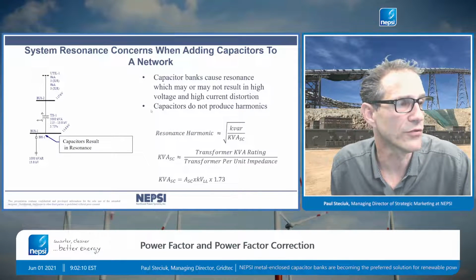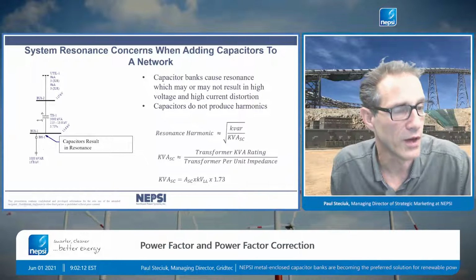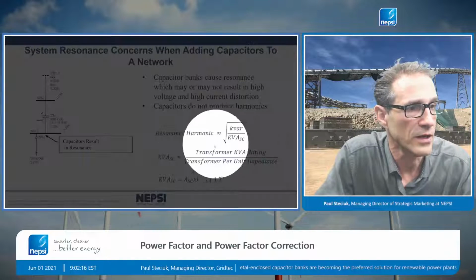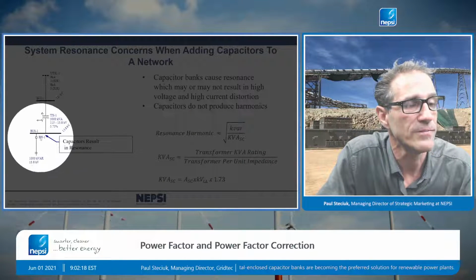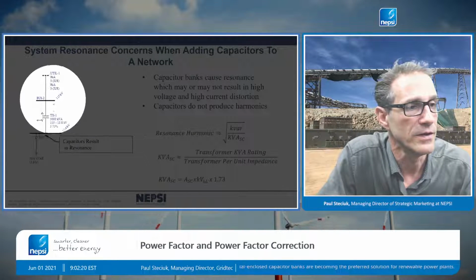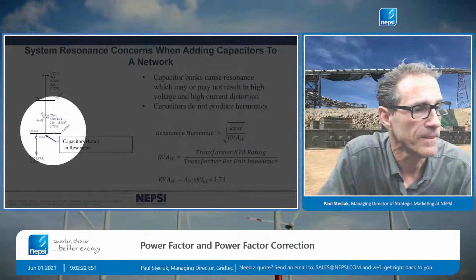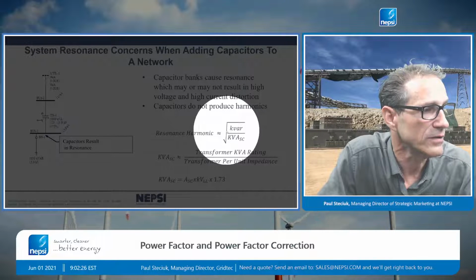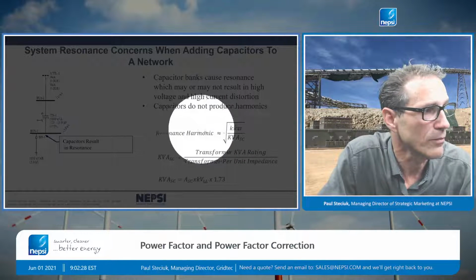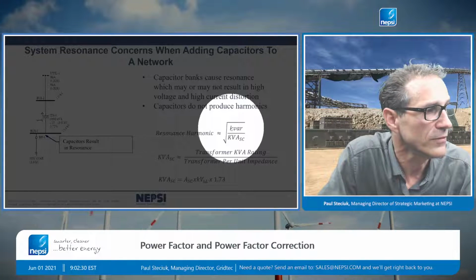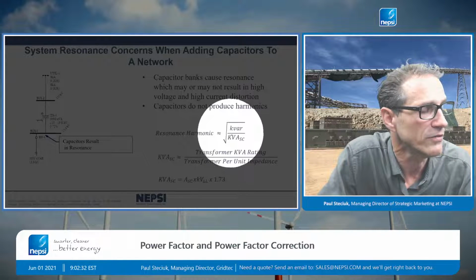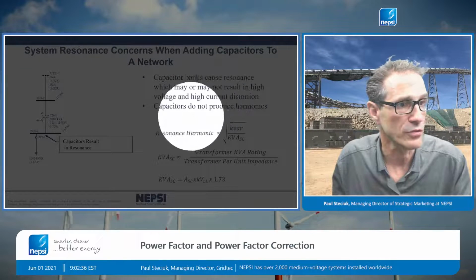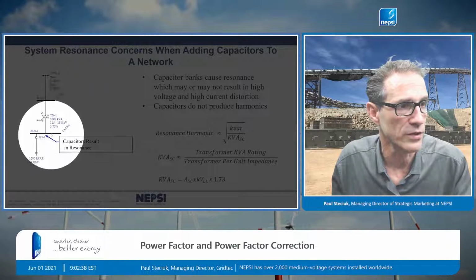So let's go through system resonance concern. I put a capacitor bank here in the lower left of the bus bars, and I will create a resonance in the system. Again, on September 1st, we'll talk about this. So installing capacitors here creates a resonance. You can calculate the resonant harmonic very easily by this formula, the square root of kVAR divided by kVA short circuit. And really, the kVA short circuit is related to the impedance of the network here.